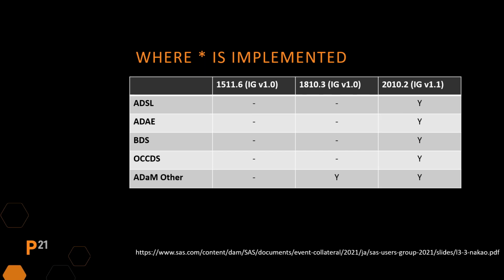This table is showing you the summary of where star is added in the config file. In 1810.3, only ADaM other was implemented, but in 2010.2, all data structures in ADaM have this star implemented in the config file. So that means in addition to the standard variable checks, some custom variables with ADaM fragments are also checked in all ADaM structures in 2010.2 engine.